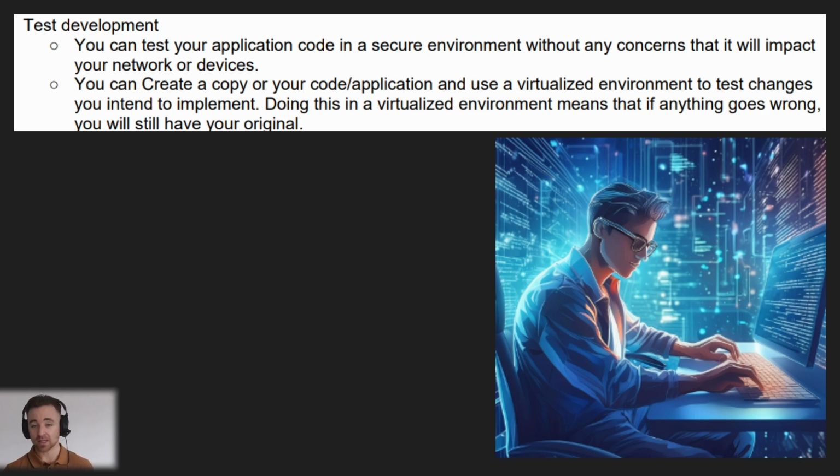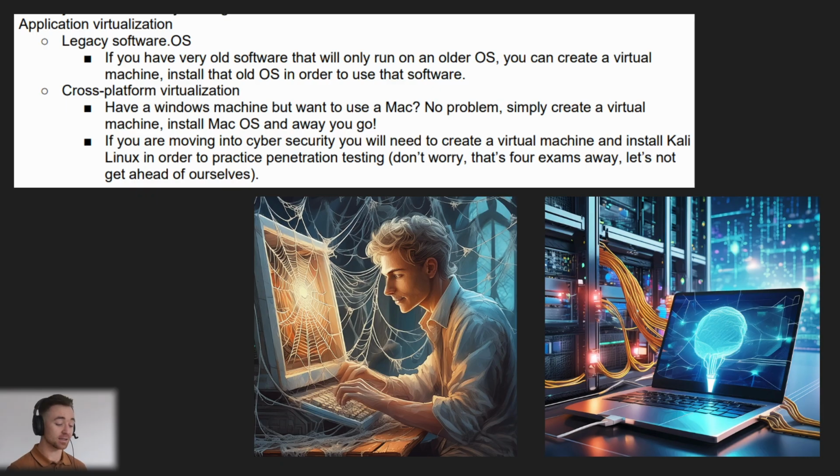So it could be with an application, it could be with a machine, it could be really anything that you can think of that you would want to use this for. So you can test your application code in a secure environment without any concerns. So if you're asked a question about, Mark wants to test the code for his application in a safe place without impacting his actual application, how can he do this? He can use virtual machines to do test development. What might be the correct answer there?